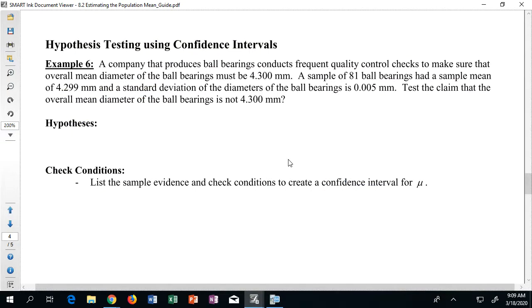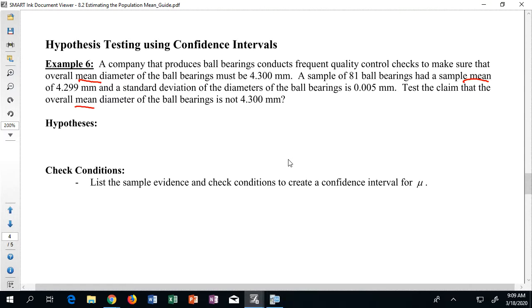All right. Example 6. A company that produces ball bearings conducts frequent quality control checks to make sure that the overall mean diameter of the ball bearings must be 4.300 millimeters. A sample of 81 ball bearings had a sample mean of 4.299 millimeters, and a standard deviation of the diameters of the ball bearings is 0.005. Test the claim that the overall mean diameter of ball bearings is not 4.300 millimeters.